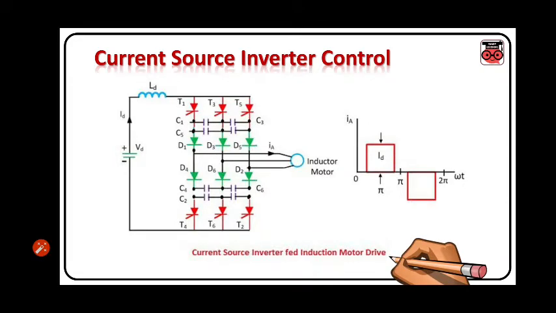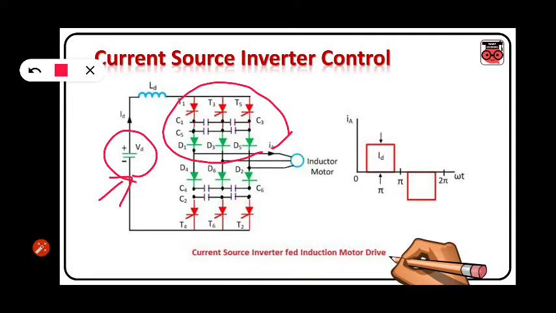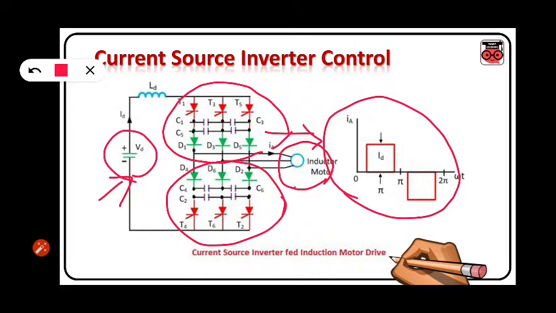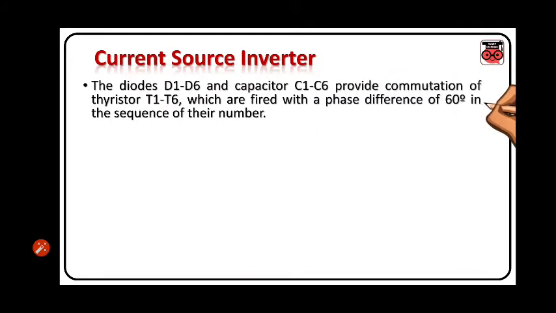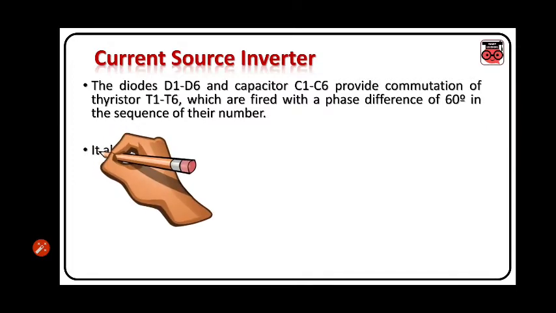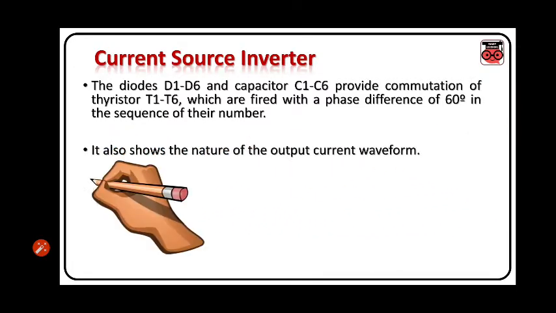In the figure, you can see this current source inverter fed induction motor drive. In that, you can see the supply is DC and this combination of thyristor, capacitor and diode. With the help of that, the input current of the induction motor is converted like this from DC. The diodes D1 to D6 and capacitors C1 to C6 provide a combination with thyristors T1 to T6, which are fired with a phase difference of 60 degrees in the sequence of their number. It also shows the nature of the output current waveform.